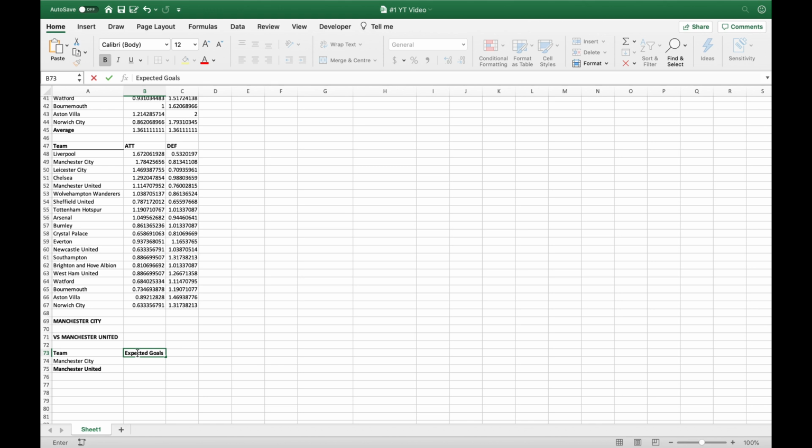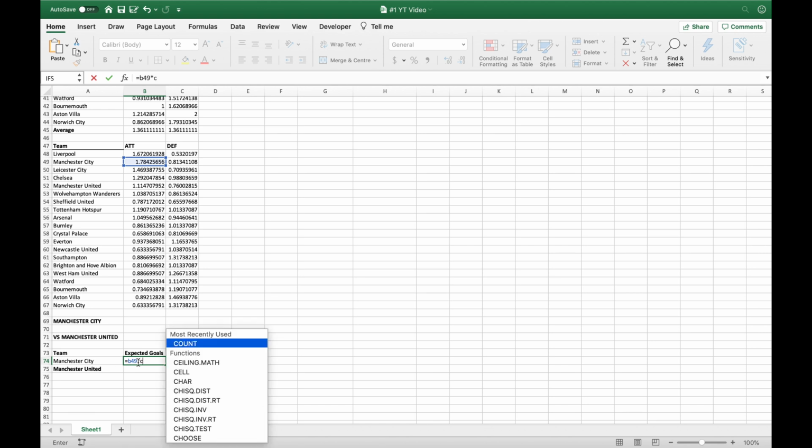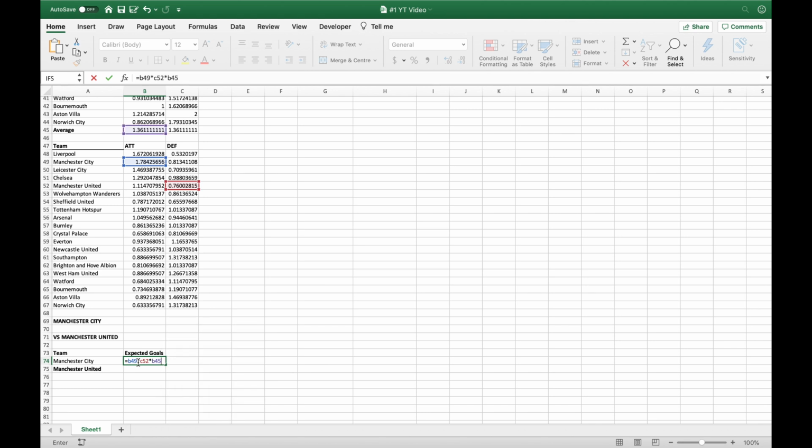We can do this by multiplying one team's attack rating by the other team's defense rating by the league average for goals scored in a game. For Manchester City, this will be cell B49, which is their attack rating, times cell C52, which is United's defense rating, times cell B45, which is the league average amount of goals scored each game. Do this for Manchester United as well.